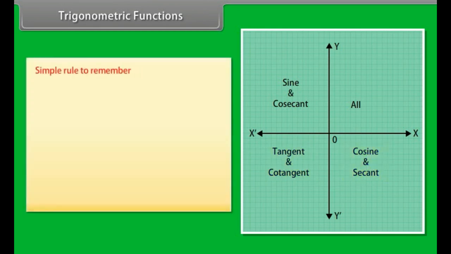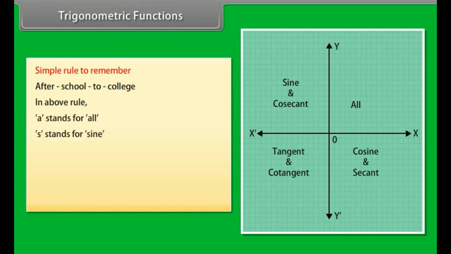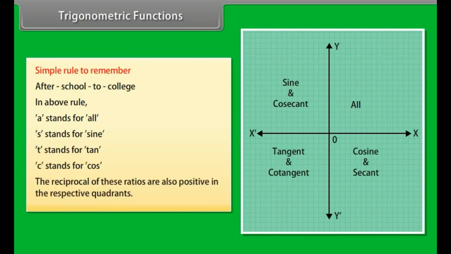Simple rule to remember: After school to college. In the above rule, A stands for all, S stands for sine, T stands for tan, and C stands for cos. The reciprocals of these ratios are also positive in the respective quadrants.